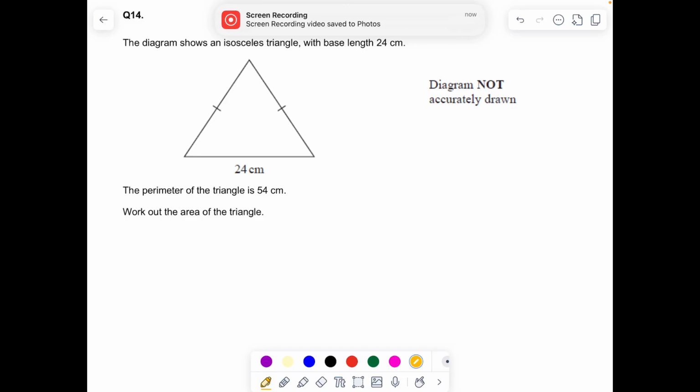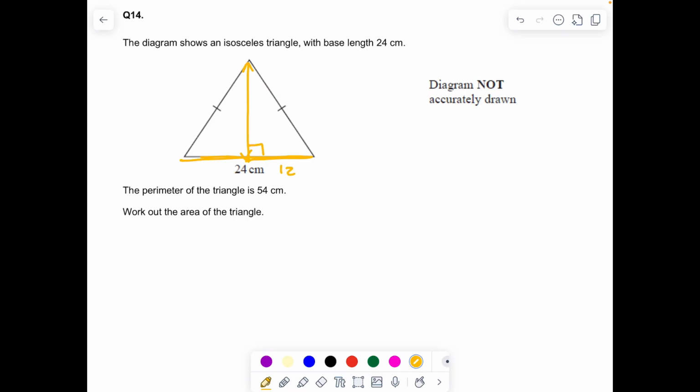Question 14. So it says work out the area of the triangle. In order for me to work out the area of the triangle, I need to know the base and I need to know the height. Okay, I don't know the perpendicular height at the moment, but I can use Pythagoras to help me. So in order to use Pythagoras, first of all, I can make a right angle triangle here. I know because it's isosceles that I've split it exactly in half, so that part here is 12.